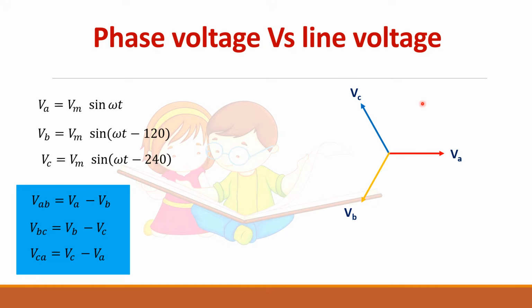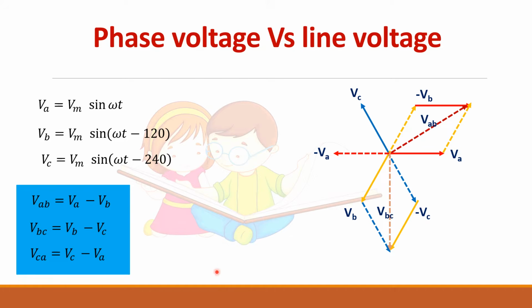Minus VB is just the opposite of VB. So we will draw the opposite ones also. This is minus VA, minus VB and minus VC. Now we have to find VAB. VA minus VB: you find the resultant of these, which will give you VAB. So draw this parallelogram, you will get VAB. Similarly, we can do for VBC and VCA. VC minus VA is there; draw the parallelogram, you will get VCA.